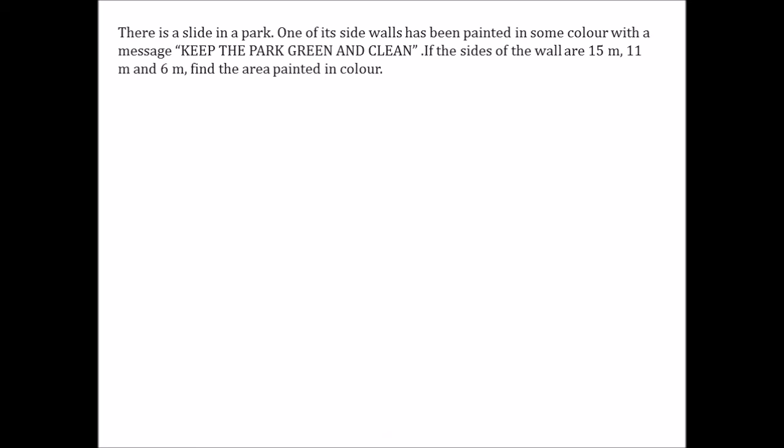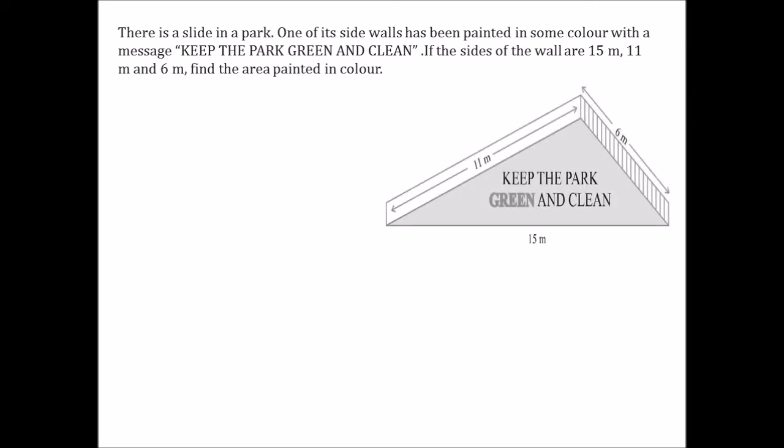So here we have a question. There is a slide in a park and one of its side walls has been painted in some color with a message, "Keep the park green and clean." If the sides of the triangular wall are 15 meter, 11 meter and 6 meter, we need to find the area that is painted in color. As you can see, the wall is triangular in shape, so we need to find the area of triangle in order to find the area that has been painted in color.